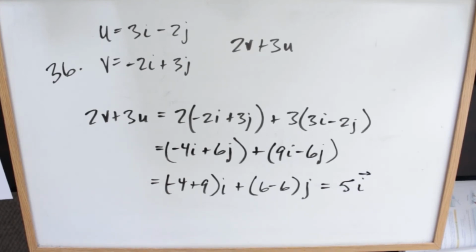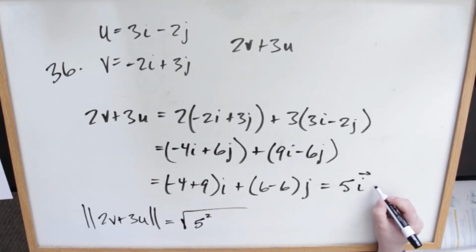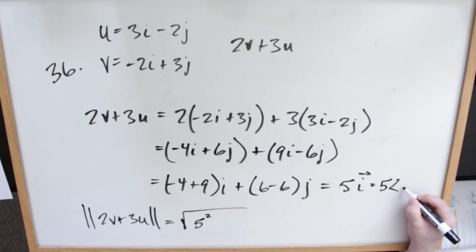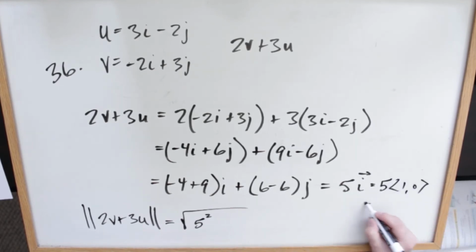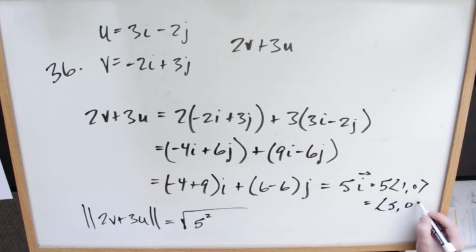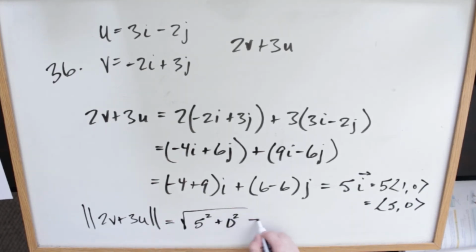So now we need to do the magnitude. The magnitude of 2v plus 3u is equal to the square root of 5 squared. So you can think of this as being, if you want, 5 times 1, 0. Okay, and this is the same thing as 5, 0. So that's technically what we're working with here at this point. 5i is just going to be 5, 0. Plus 0 squared, this is equal to the square root of 25, which is equal to 5.